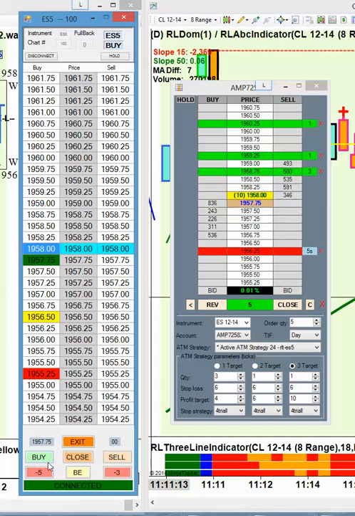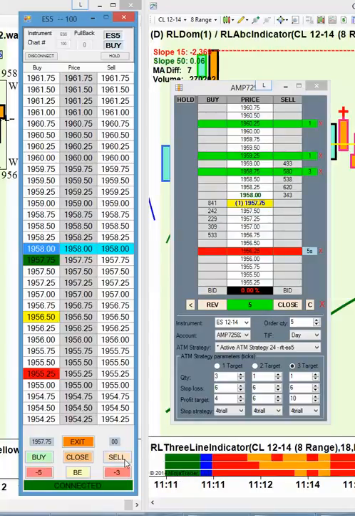But if I hit buy, the Rightline Superdome will buy the market at the close of the forming candle. If I hit sell, it will take a sell order. It will instantaneously fire a sell order at the close of the candle.